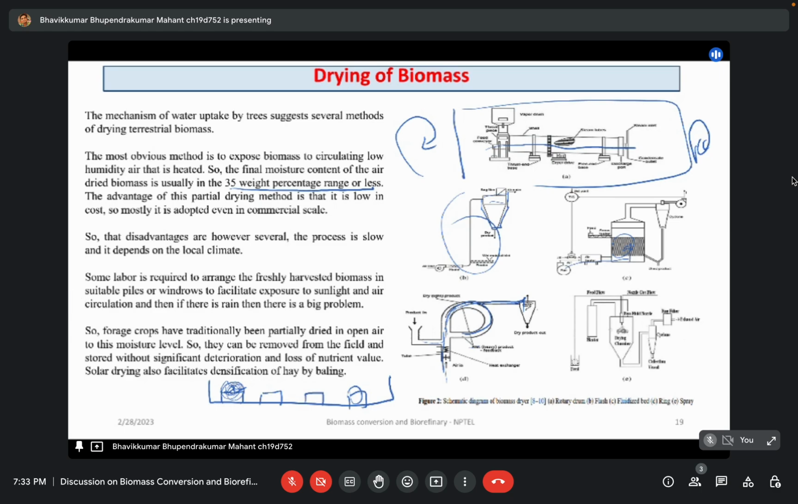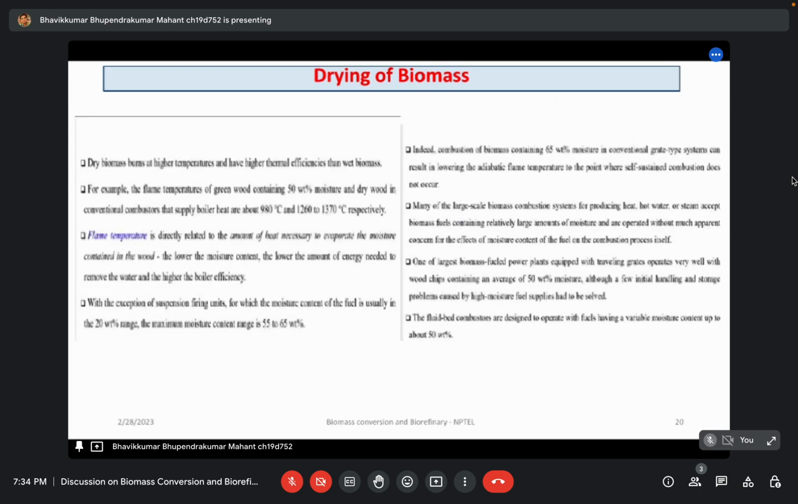Spray dryer: we all know that the feed is converted into slurry and then sprayed, and from below you have the air, and then the final product goes to the cyclone separator. These are some variations of drying if you want to go for specific biomass drying. So these are the major industrial dryers used for biomass drying.